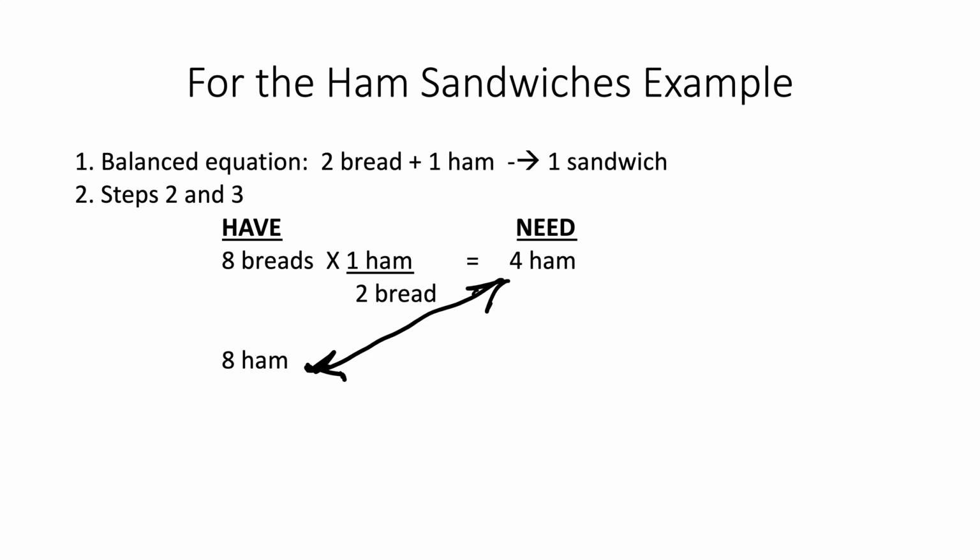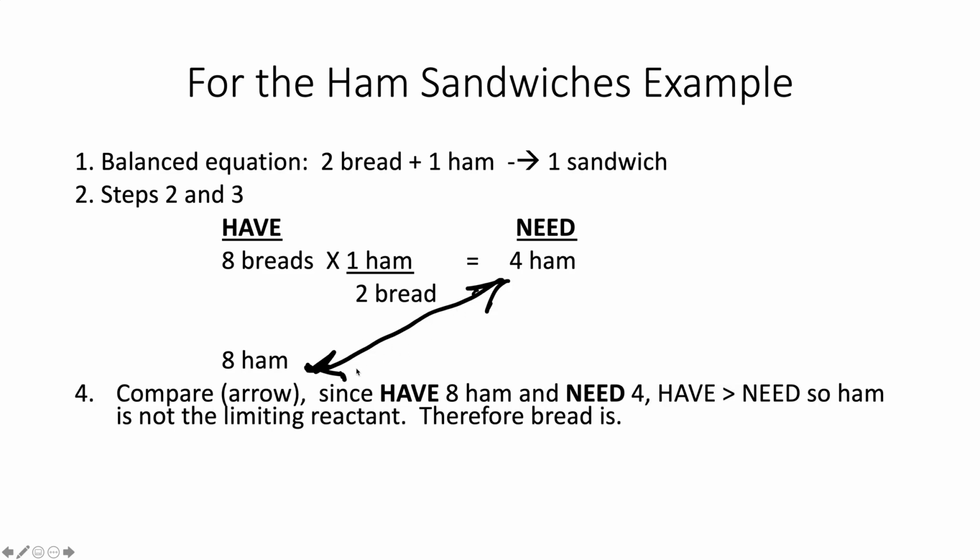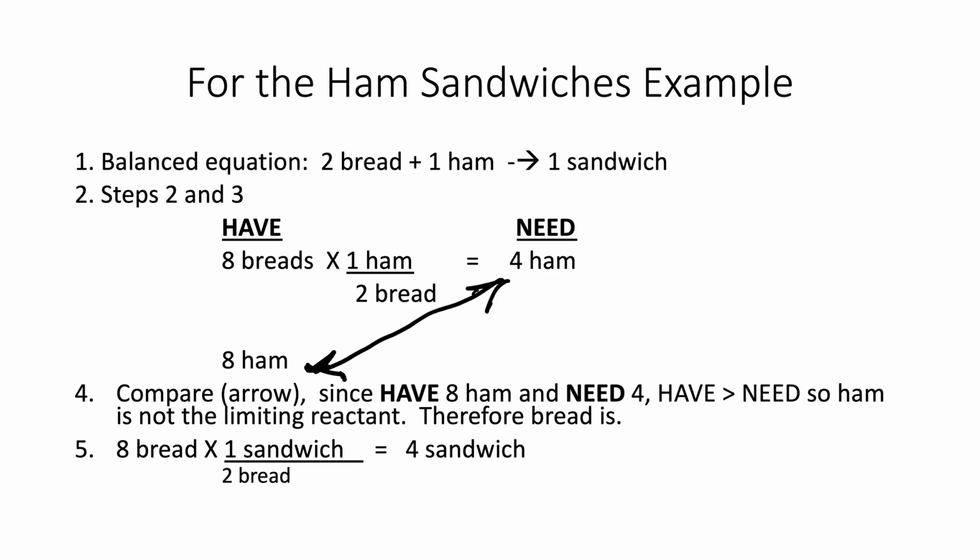Step 4 is we're going to compare what we have to what we need, but we have to compare the ham to the ham. All right? And so you can see in this case, this is the comparison, that's the arrow, that I have 8 hams, but I only need 4. That means what I have is greater than what I need. That means this is not the limiting reactant. Since there's only 2 reactants and this one's not limiting, that means bread is the limiting reactant. Right? So then the last step is we take the moles of the limiting reactant to answer the question.